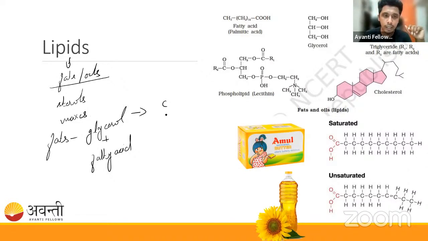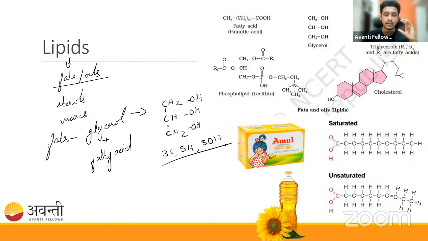Glycerol is basically three carbon atoms, and you can write it like this: CH2, CH, and then CH2, and then you have OH, OH, and OH. So this is called glycerol. In a glycerol molecule, you have three carbon atoms, five hydrogen atoms, and three OH groups. This is called glycerol.